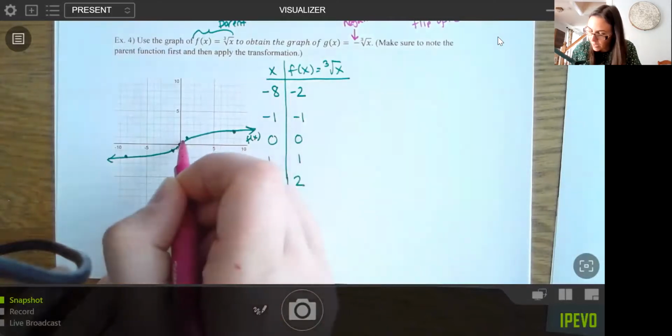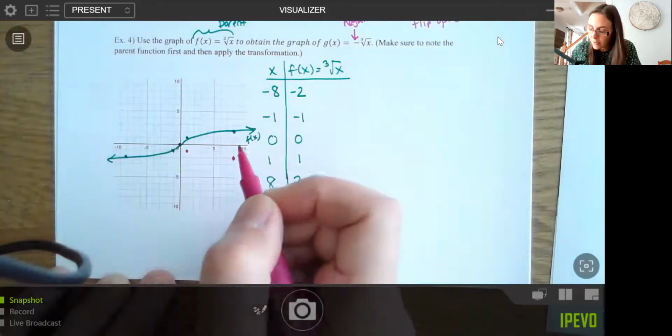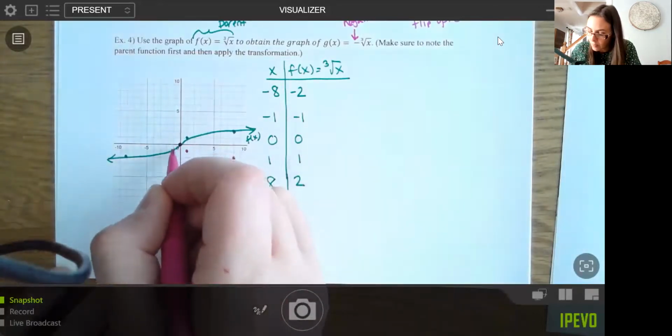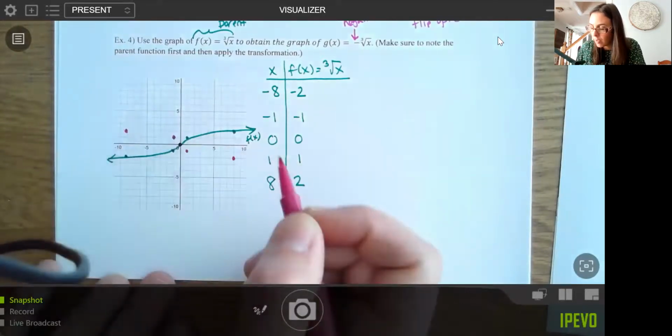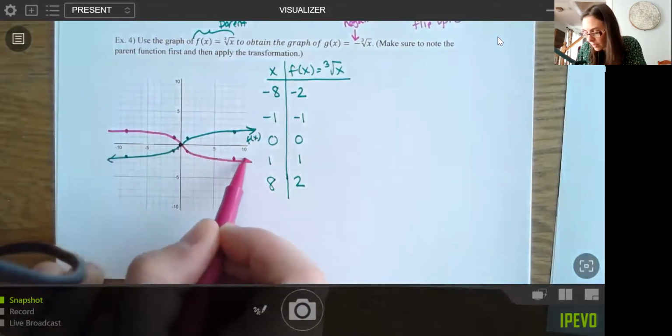And then for the next point, if I'm 1 up, I'm going to go 1 down. If you're at 0, 0, you're going to stay there for a reflection. Here, I'm 1 down, so I'm going to make it 1 up. Here, I'm 2 down, so I'm going to make it 2 up. And my new graph looks like this.